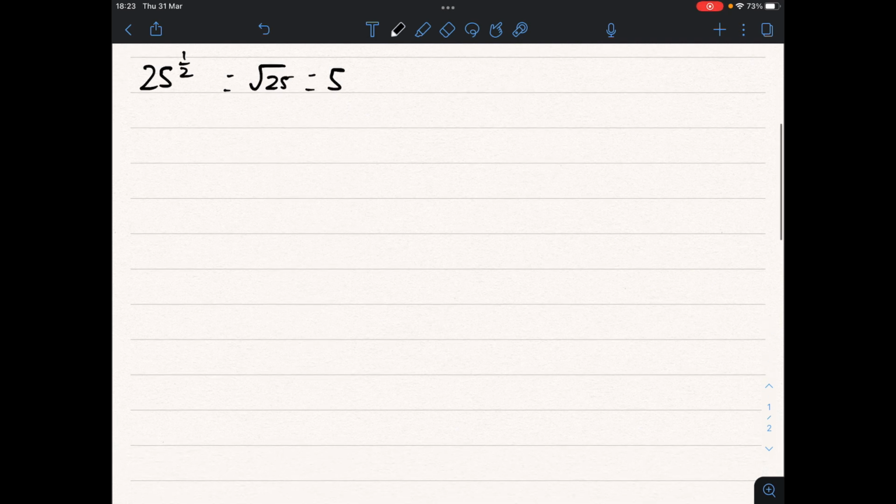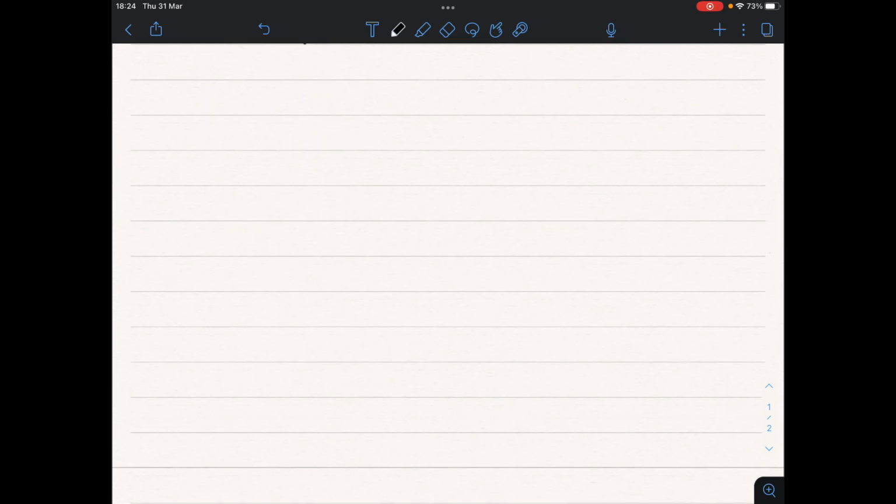Okay, let's try another example. Next example, let's do 1,000 to the power of a third. Now remember, because it's a fraction, we must find the cube root of 1,000. So right here, the cube root of 1,000 equals 10.